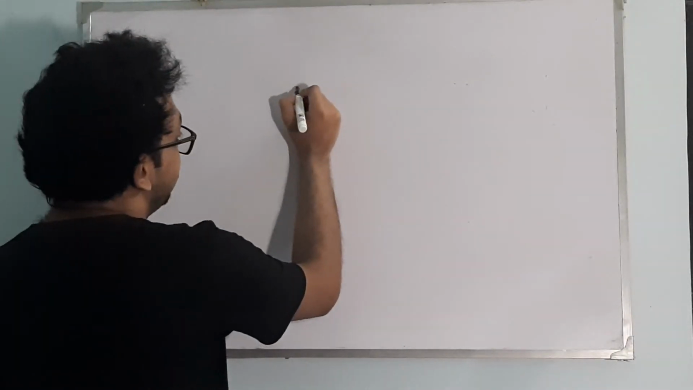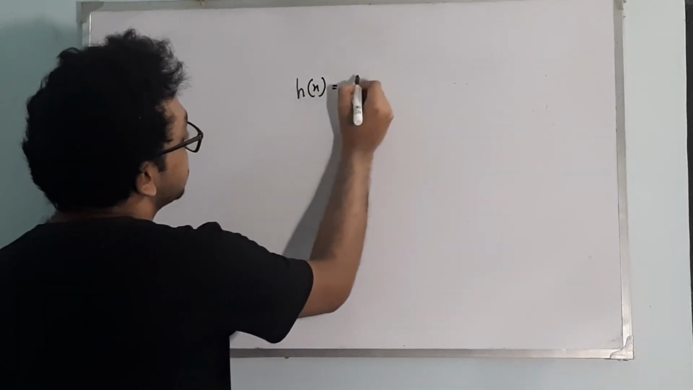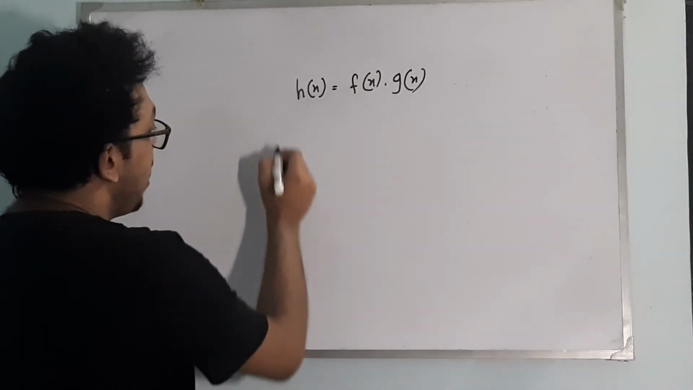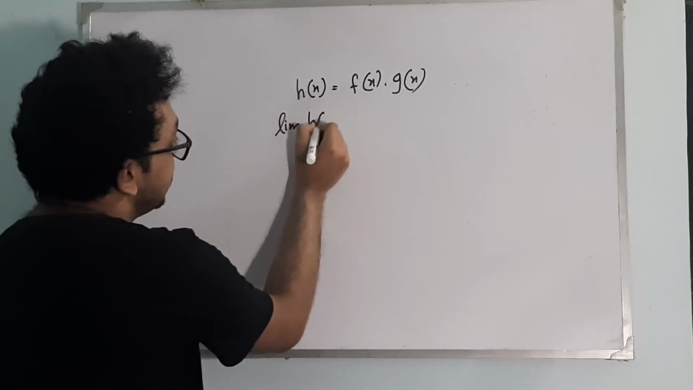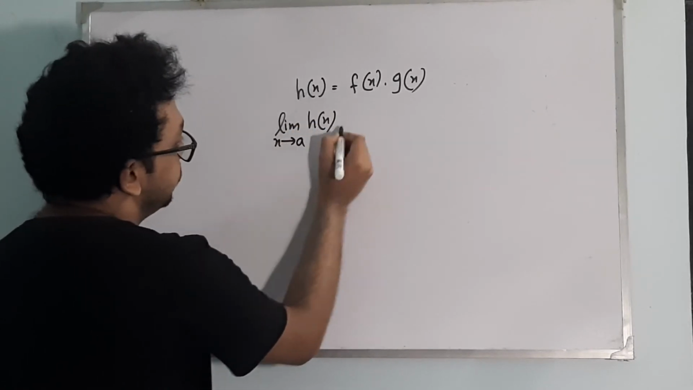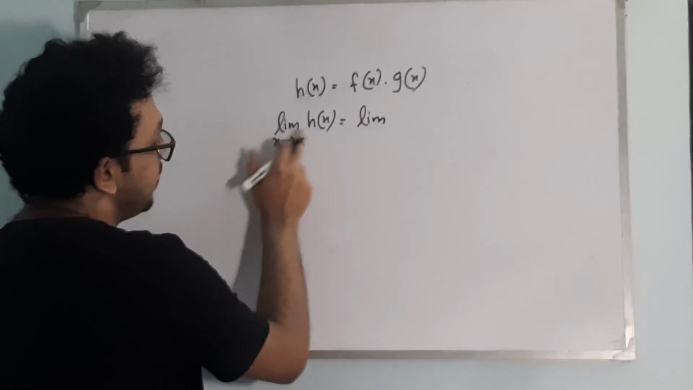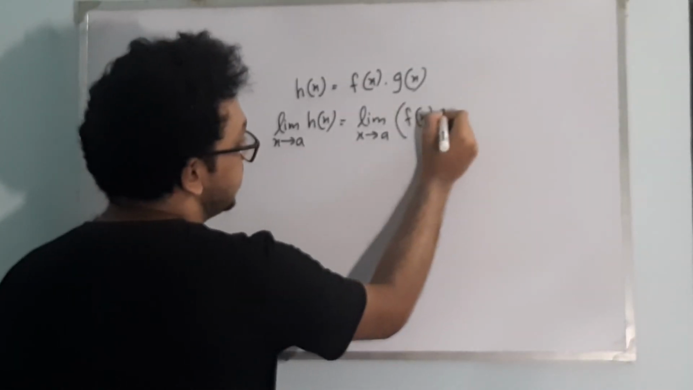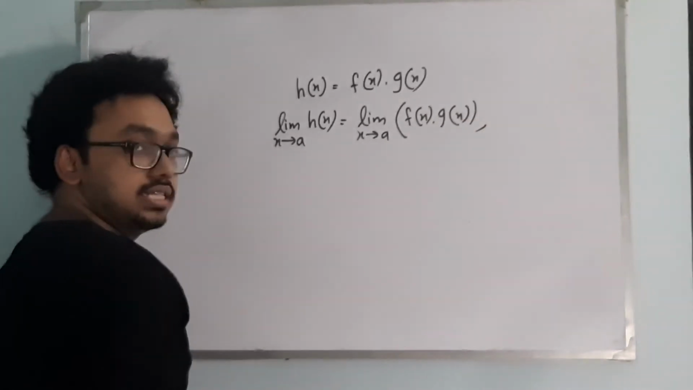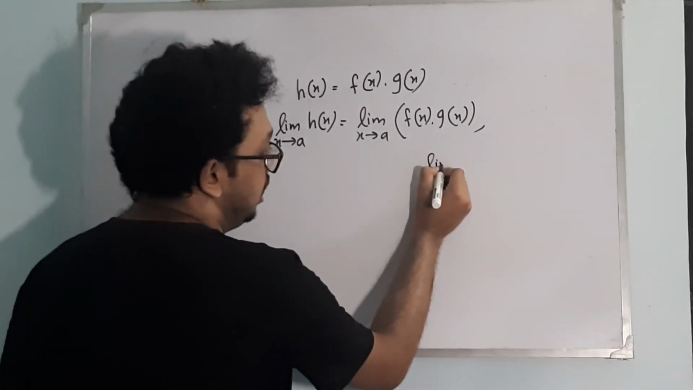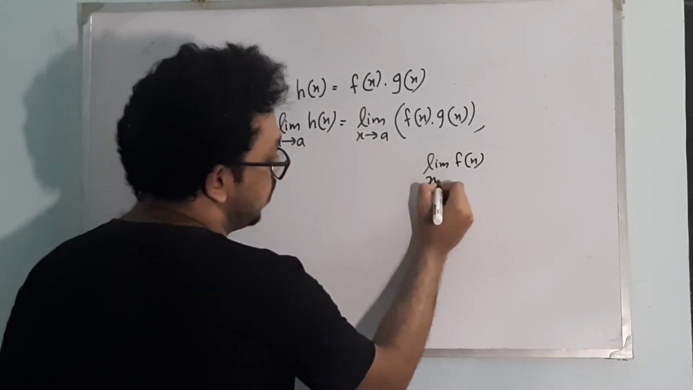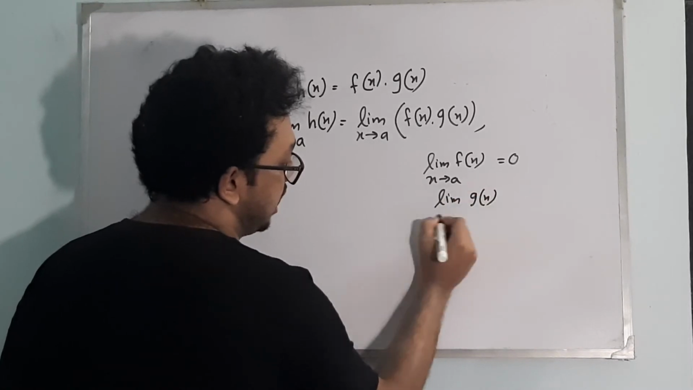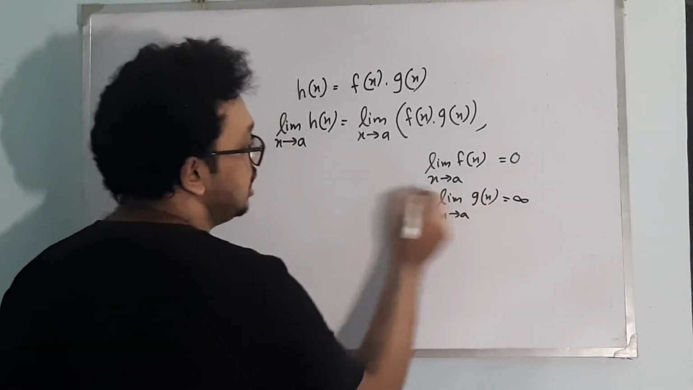Suppose we have a function h of x is equal to f of x into g of x. Okay. And say we have to find out the limit of the function h of x when x is tending to a. Clear? So limit of h of x when x tending towards a will be nothing but limit of x tending towards a f of x into g of x, right? Now if we have a case such that limit of f of x when x tending towards a is 0 and limit of g of x when x tending towards a is infinite, then we'll have a 0 into infinite form.